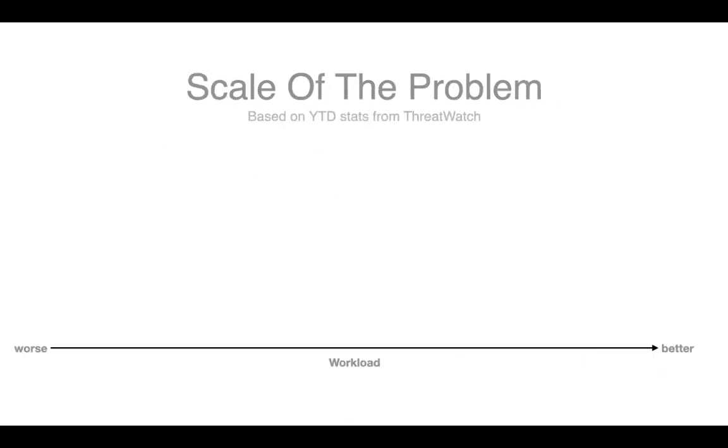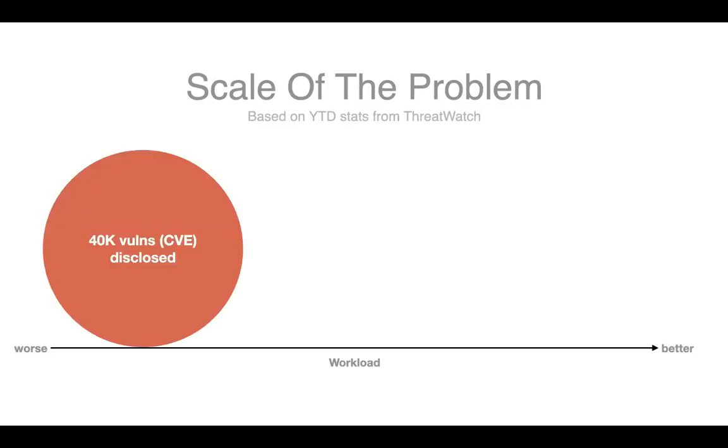Okay, so that's a great segue into the scale of the problem slide. These are stats based on year-to-date vulnerabilities from the ThreatWatch platform. Year-to-date, we found 40,000 vulnerabilities that have CVE numbers associated with them and have in essence been disclosed. 10,000 of those have a CVSS rating of 7 and above. And this is where I see a lot of people start. A lot of people say, hey, I've got this big pot of vulnerabilities. I'll take the CVSS score 7 and above to reduce my pot and start working on those. That's part of the solution.